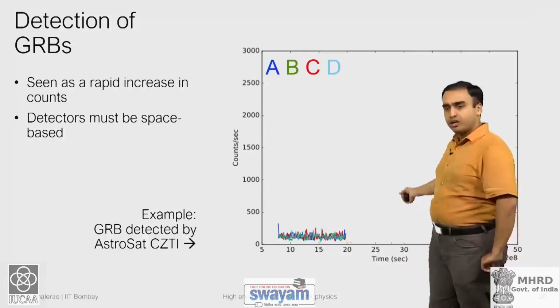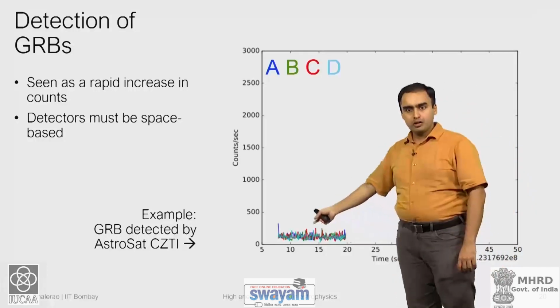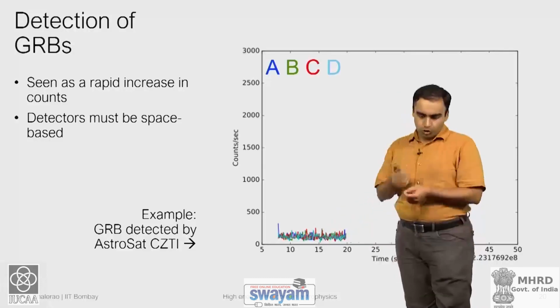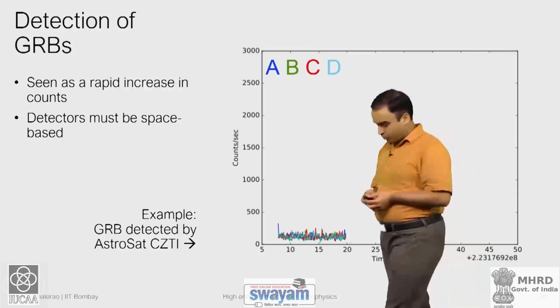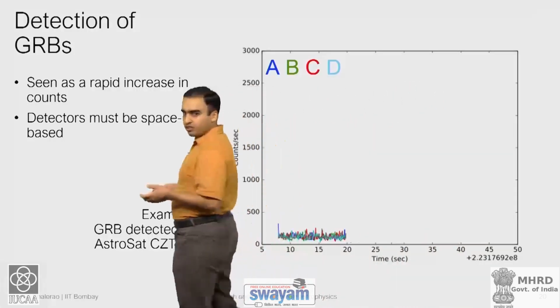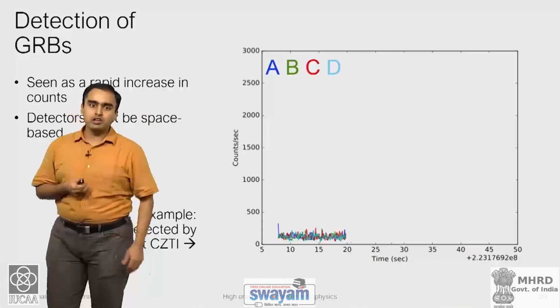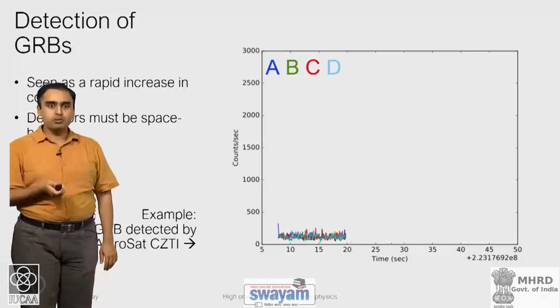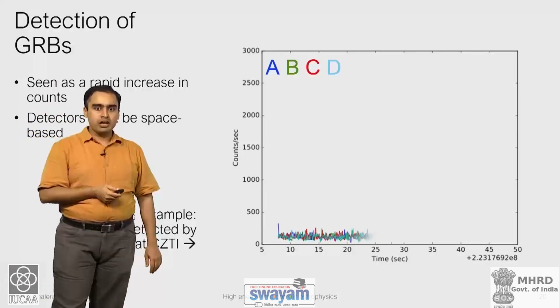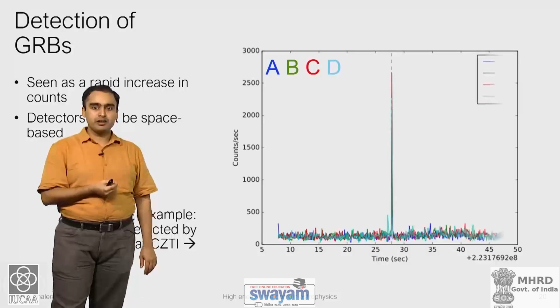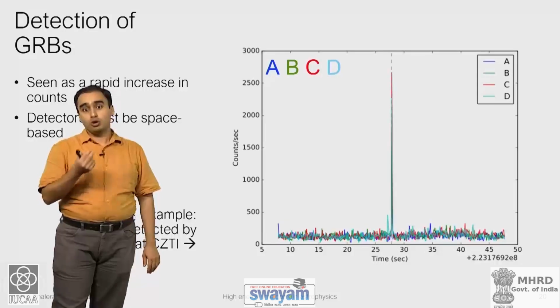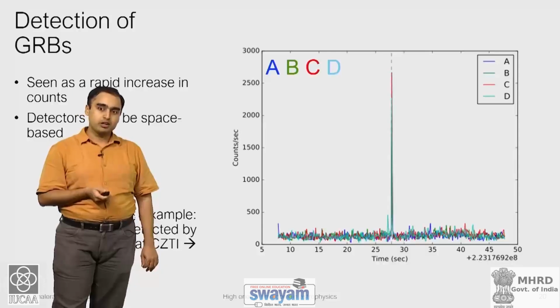Okay, so, what is plotted here at the bottom is the usual count rate. So, how many photons does CZTI receive per second? And what I am going to do now is advance time, and we will see what kind of a burst would be seen by CZTI. So, as time goes on, suddenly the count rate, which was usually hanging around 100 counts per second, shot up all the way to close to 2500 counts per second.